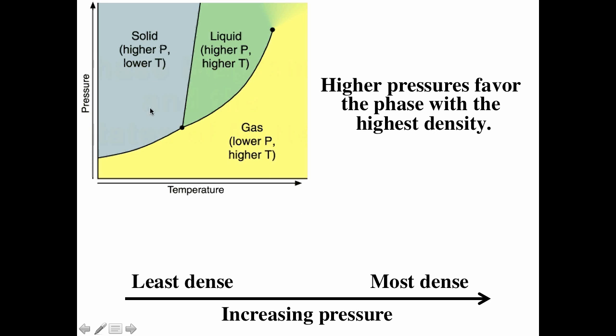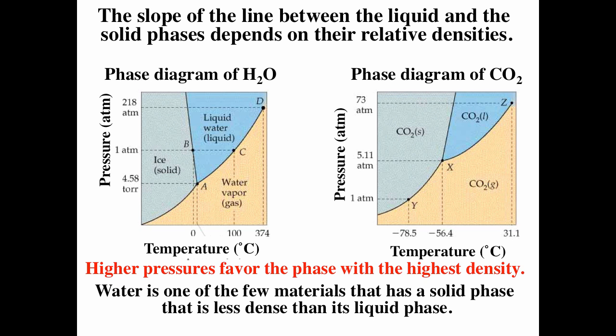If we look at this phase diagram, you notice that if we start here and go up in pressure, we're going from the liquid to the solid. And so for the compound represented by this phase diagram, the solid is more dense than the liquid, which is typical. Now, if we look at water, we see that the line between the liquid and the solid actually slopes to the left. And so if we go straight up, we can go from a solid to a liquid.